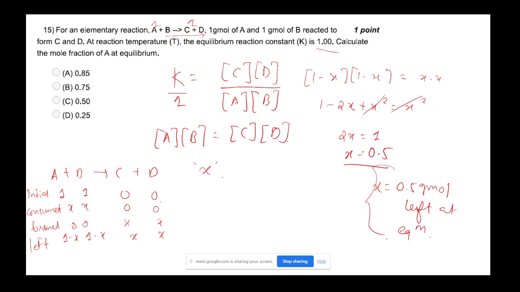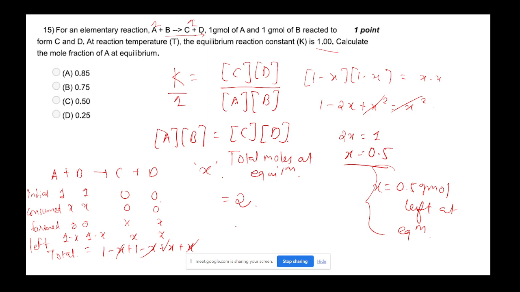Now this is in gram mole, and you need to find out mole fraction. For that, what you need to do is find out the total moles at equilibrium. Now total moles will be what? Total is the summation of all the moles left at equilibrium. So 1 minus x plus 1 minus x plus x plus x. So x gets cancelled out. It is nothing but 2.